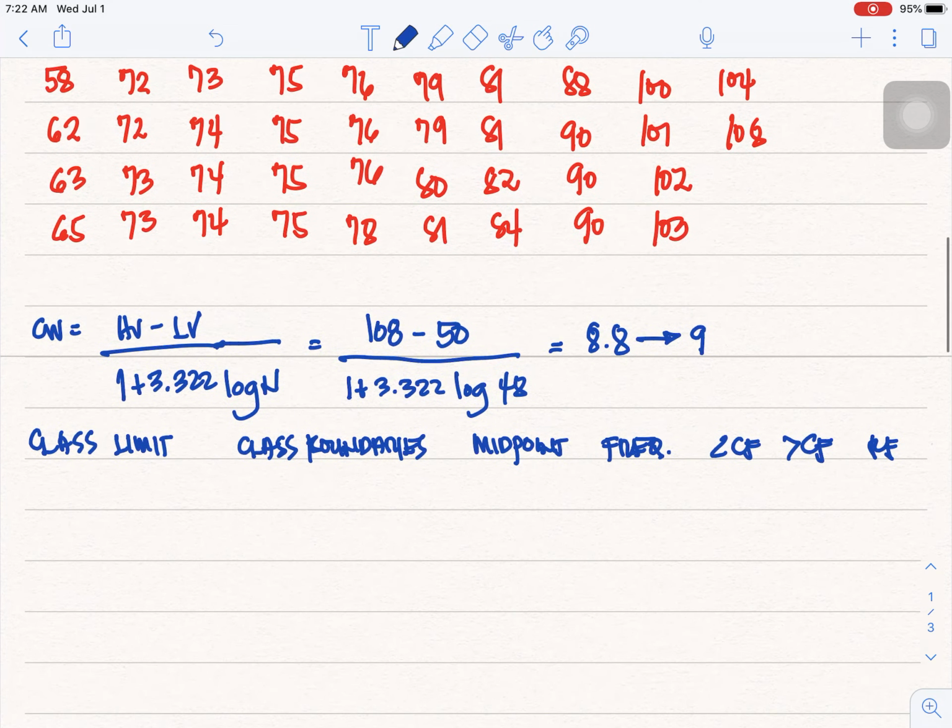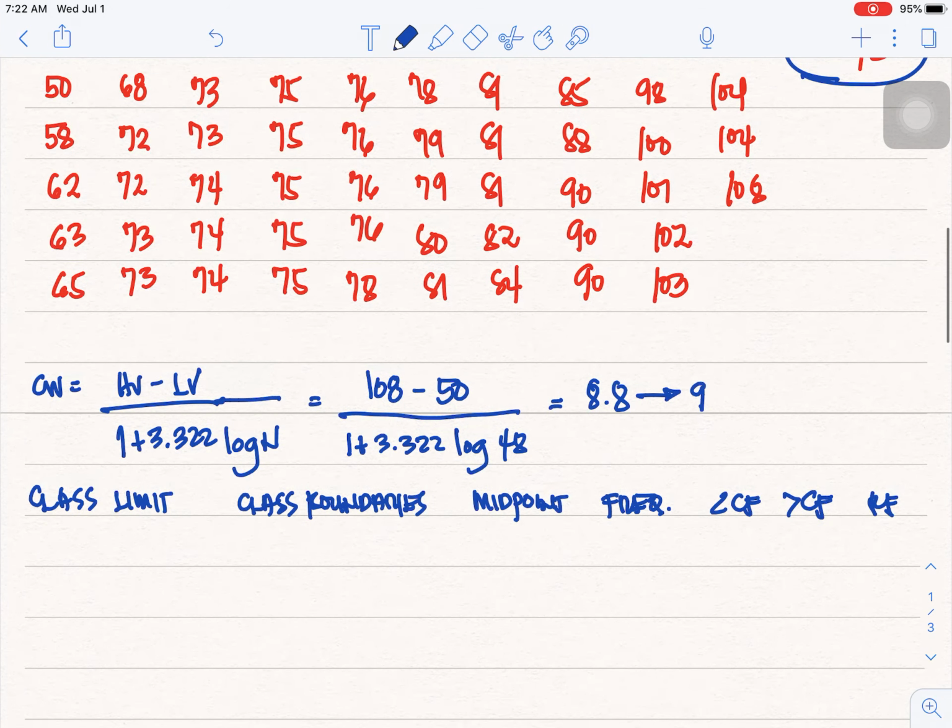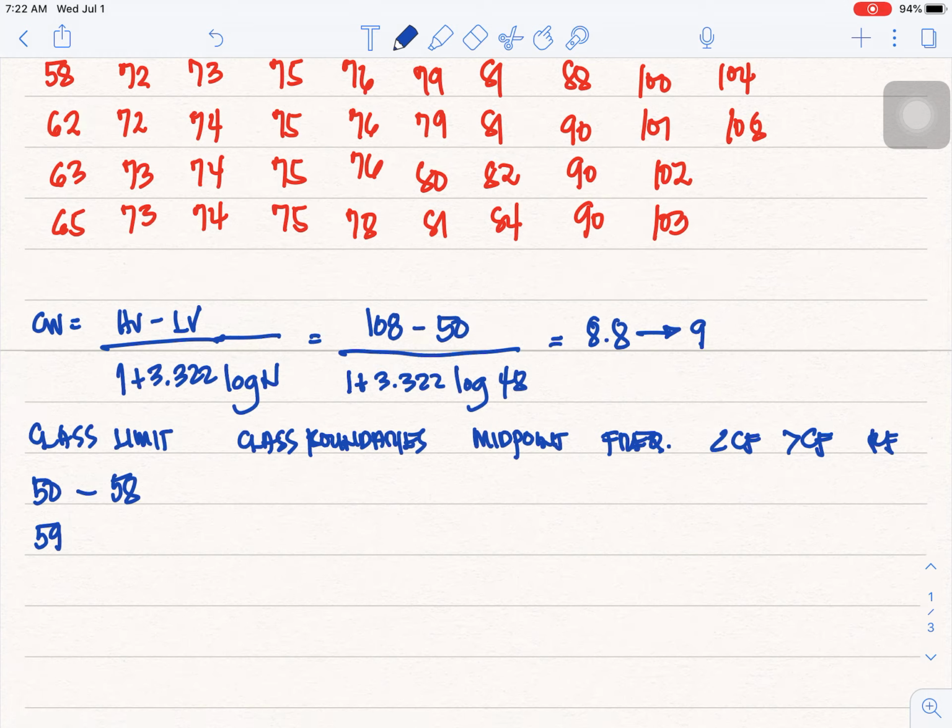For our lowest value, we have there 50. To make it easy for us to compute the upper class limit and the lower class limit for the next class, we can just add 9 to the lower class limit. That will be the next lower class limit. So 50 plus 9 will be 59. So the upper class limit of the first class is 58. Next, 59 plus 9, we have 68.